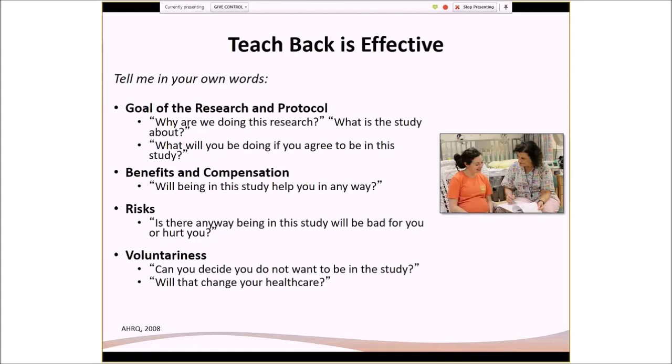One of the things that I've learned from CRAs is they sometimes say, I go through this many times a day with a patient. Sometimes I forget what I've said. So I need to just make sure that I have communicated clearly to you.